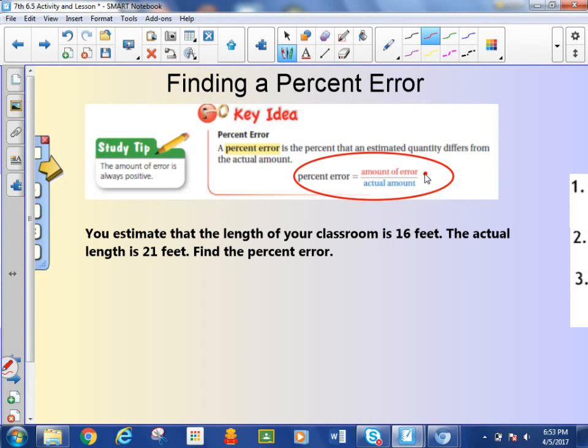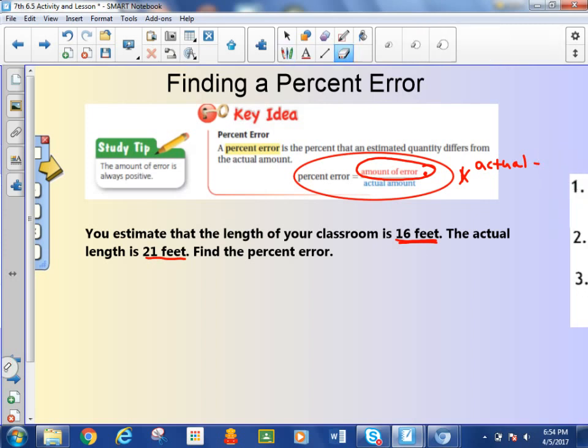So we're going to go through and just practice some of these. It says you estimate that the length of your classroom is 16 feet. So there's our estimate. The actual length is 21 feet. Find the percent error. Our first step when using this equation is the top part, where we actually have to subtract: actual minus the error. Or not the error, the estimate, sorry.